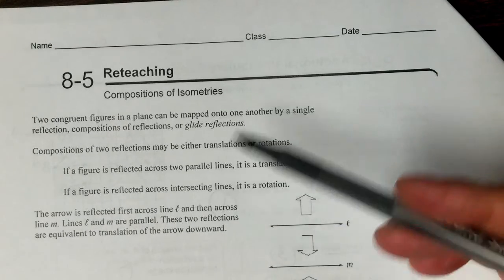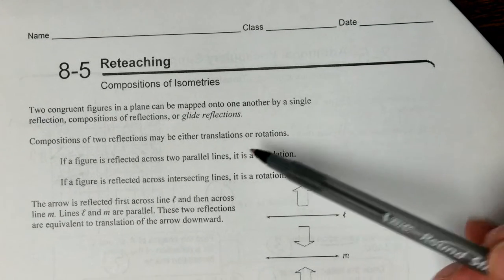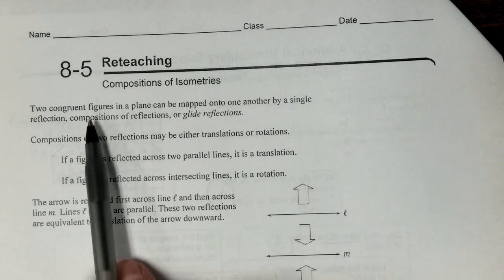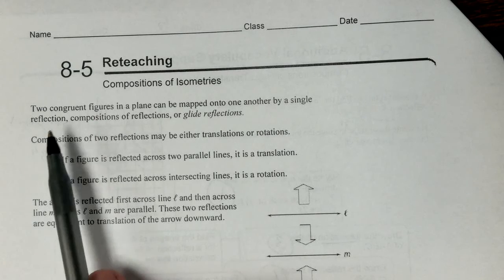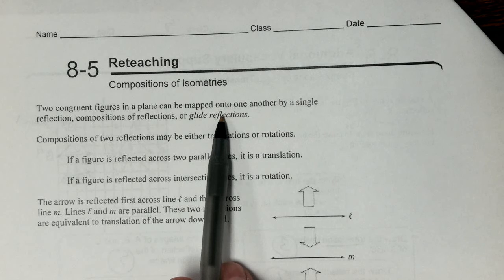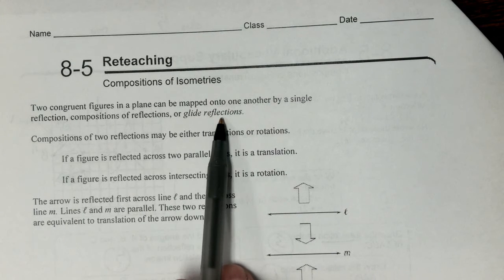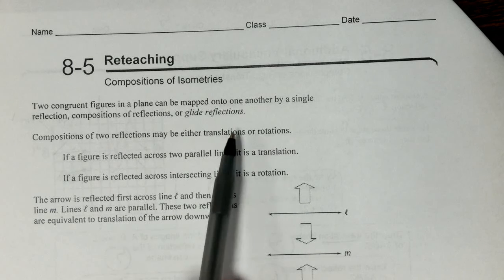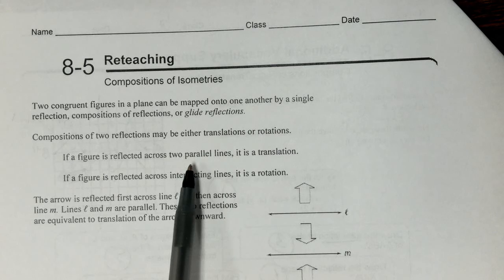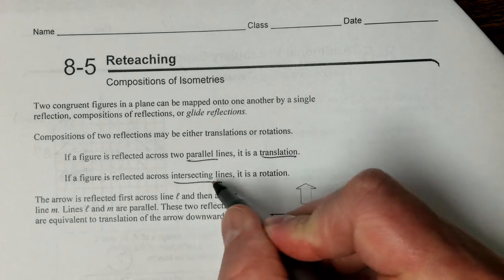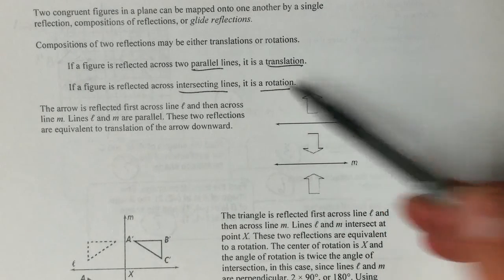Our next part is the reteaching, and just like in the notes that we talked about earlier, two congruent figures can be mapped by a reflection, a composition, or a glide reflection, which is when you do a translation and a reflection. Compositions of two reflections could either be a translation or a rotation. If it's across two parallel lines, it'd be a translation, and if it's intersecting, it's rotating. And usually 180 in that case.